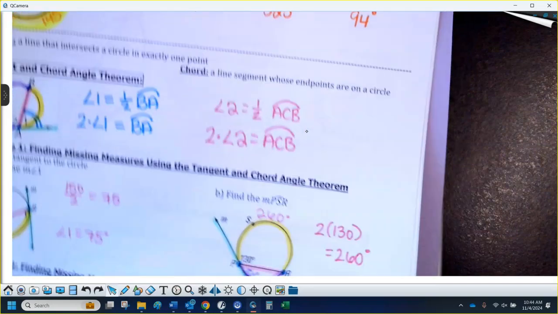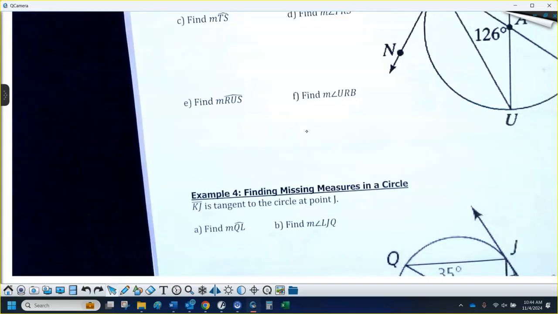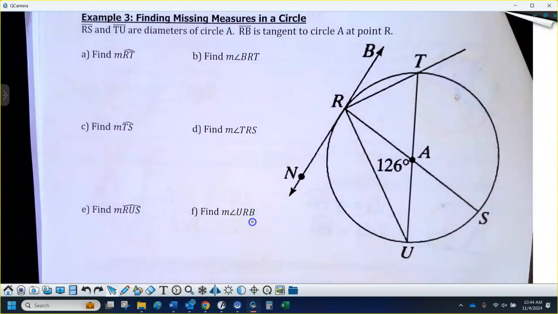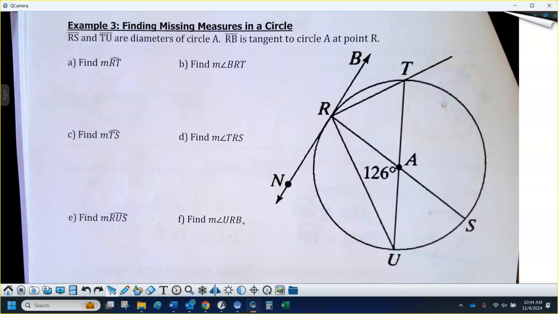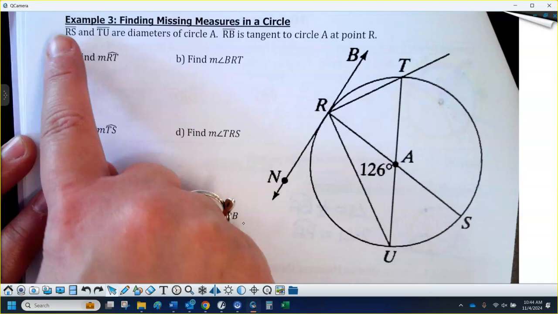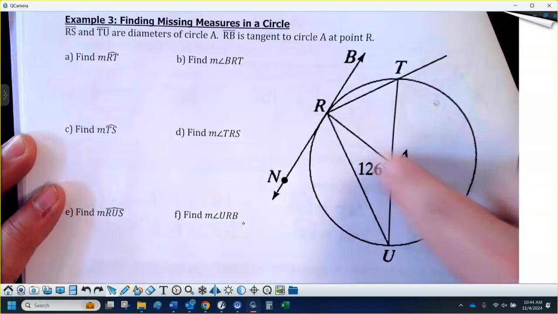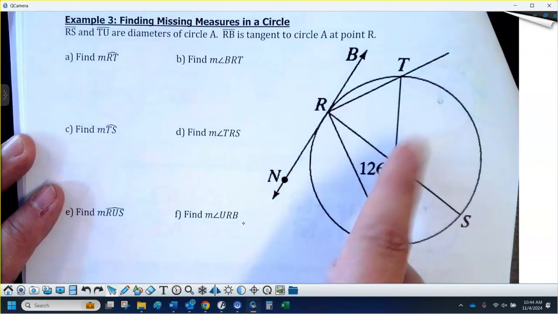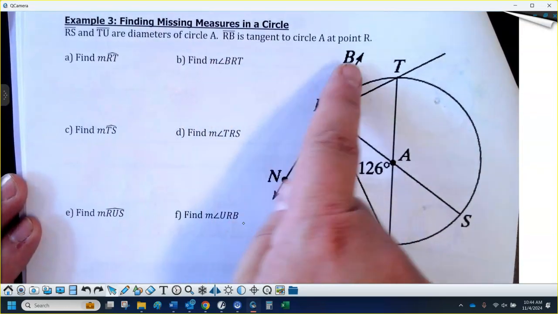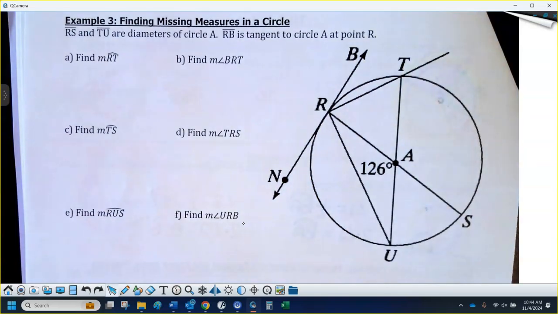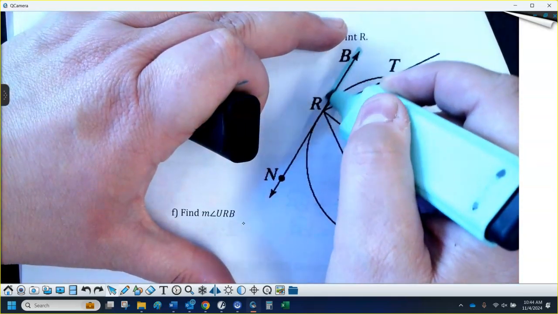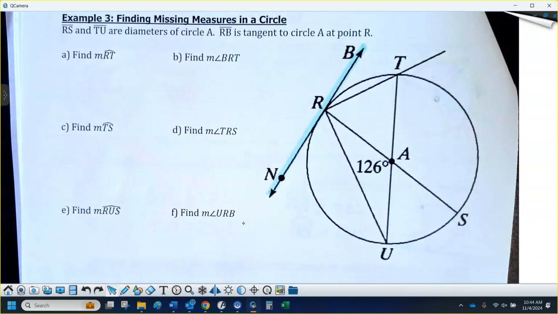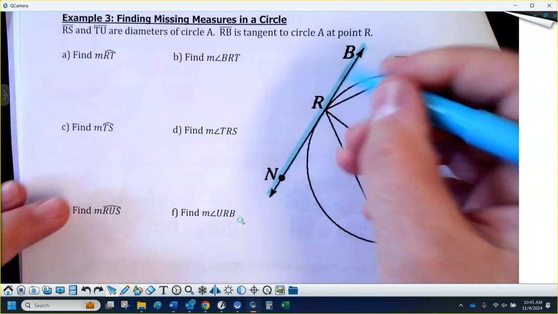Okay, now I've got some really complicated diagrams on the back that have a lot going on. The reason I had you review the central angle at the beginning is that there's a lot going on in this picture. It says RS and TU go right through the center, and those are diameters of this circle. And it says RB is tangent to the circle. So this is kind of like what we've been doing. This guy just brushes by the circle and touches it at point R. So this is a tangent.